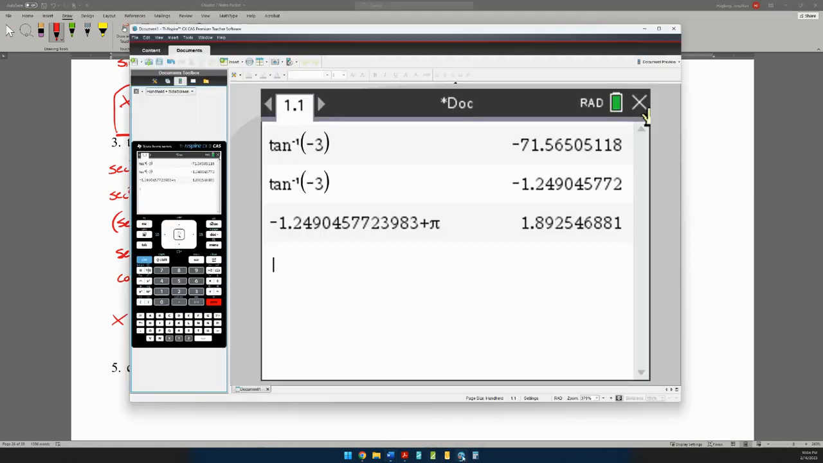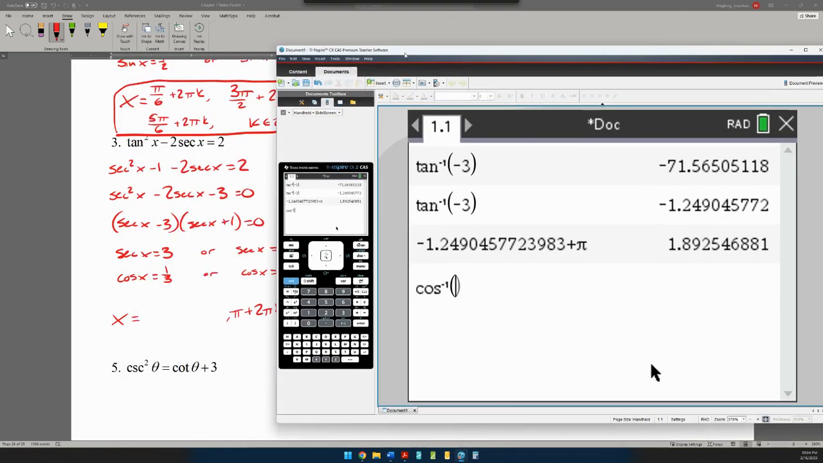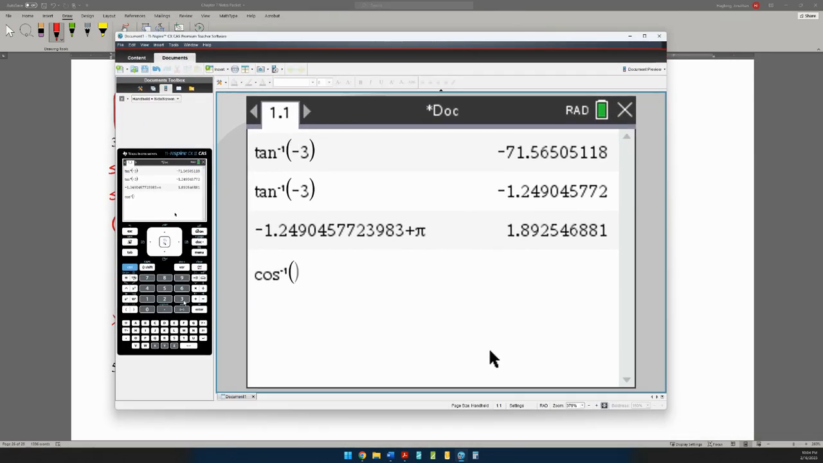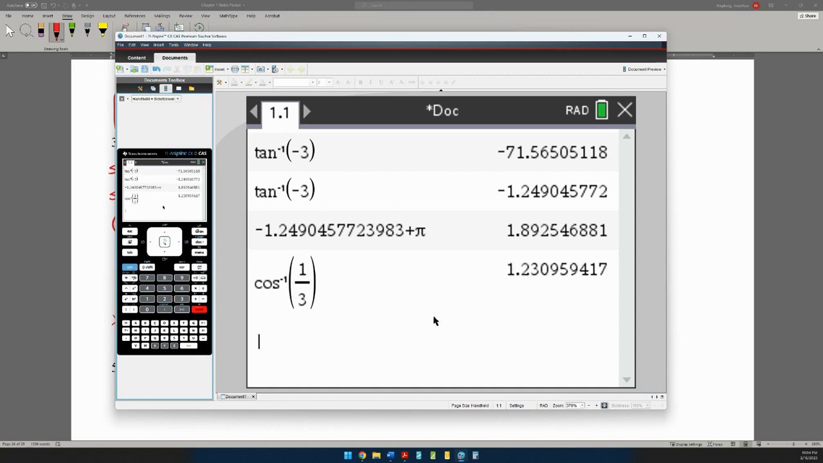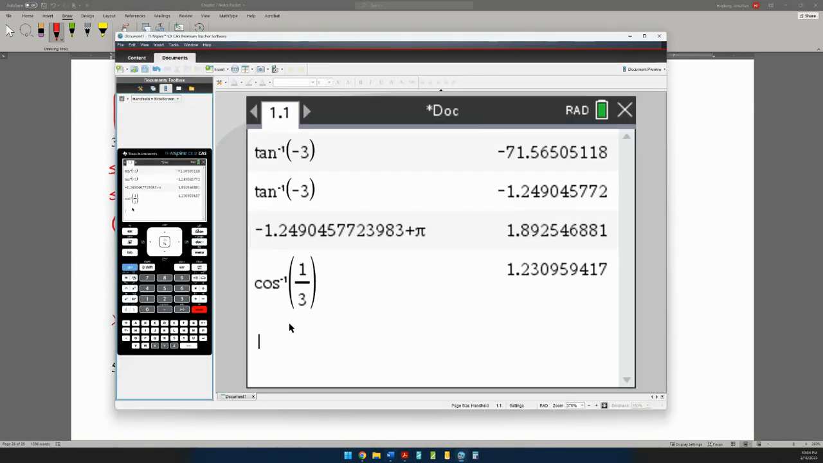So let's go back to our calculator. We're going to take the inverse cosine of, is it positive or negative? Positive 1/3. So 1 divided by 3. I'm going to hit Control Enter to get a decimal approximation. We get 1.231. So 1.231 plus 2 pi k. Now, remember, the inverse cosine gives us answers in quadrants 1 and 2. We know that the cosine is also positive in quadrant 4, so we're going to subtract this from 2 pi to get our other angle.